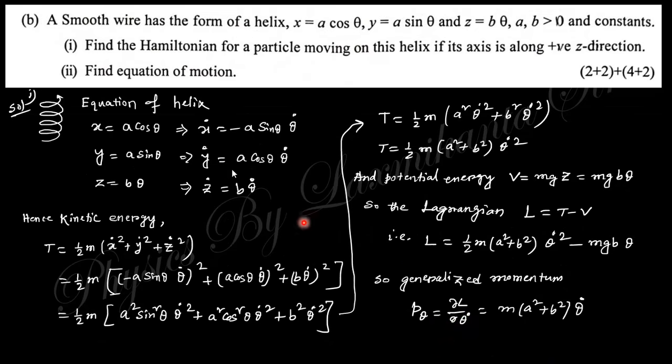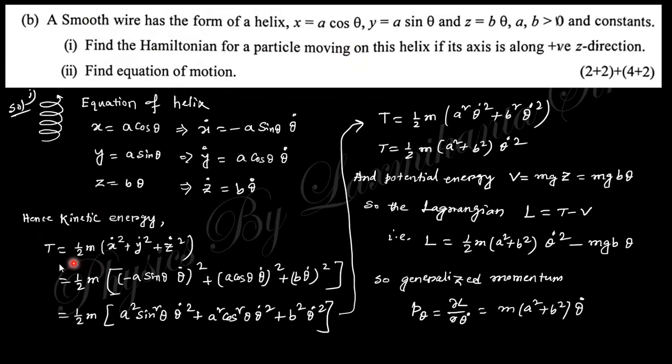Next question says, a smooth wire has the form of a helix. A helix is nothing but like a spring or solenoid. You know the DNA has a helical path. The equation of this helical path is x equals a cos theta, y equals a sin theta, z equals b theta. If you take their derivative, x dot equals minus a sin theta theta dot, y dot equals a cos theta theta dot, z dot equals b theta dot.